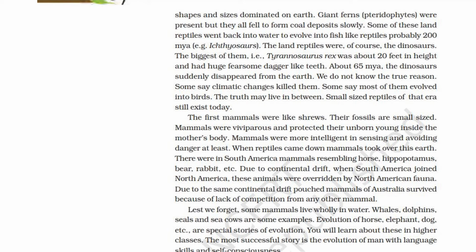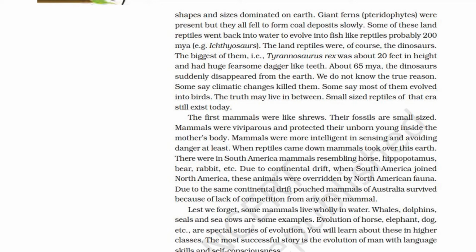Some of these land reptiles went back into water to evolve into fish-like reptiles probably 200 million years ago, example ichthyosaurs. The land reptiles were, of course, the dinosaurs. The biggest of them, that is, Tyrannosaurus rex, was about 20 feet in height and had huge fearsome dagger-like teeth. About 65 million years ago, the dinosaurs suddenly disappeared from the Earth. We do not know the true reason.